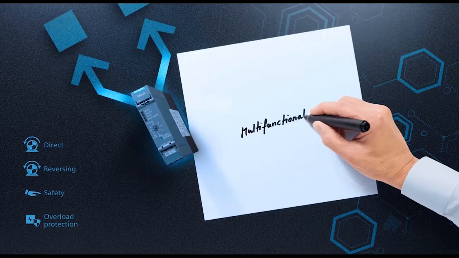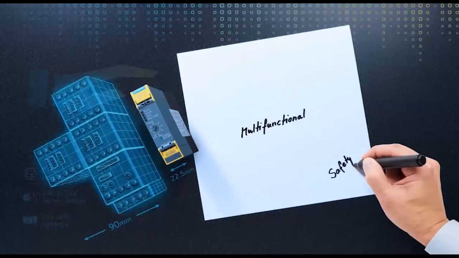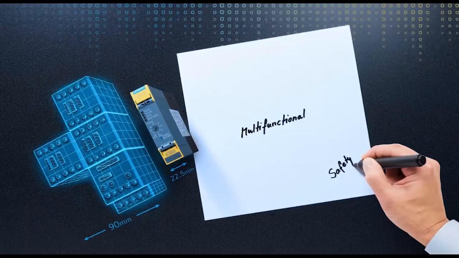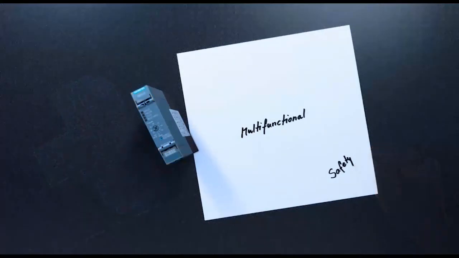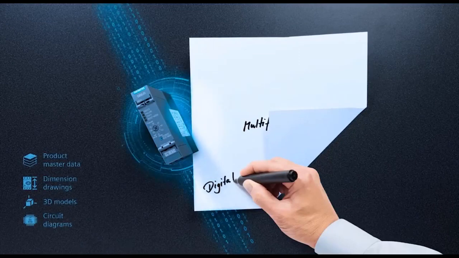Now that I've shown you two solutions that Siemens provides for making the construction of control cabinets easier, let me show you a third one. Can you imagine how much technology one envelope can hold inside? Imagine this piece of paper and we are going to write the requirements that we need. We need something that's multifunctional. We want a direct starter, a reversing starter, safety, and overload protection inside of it. Why not?